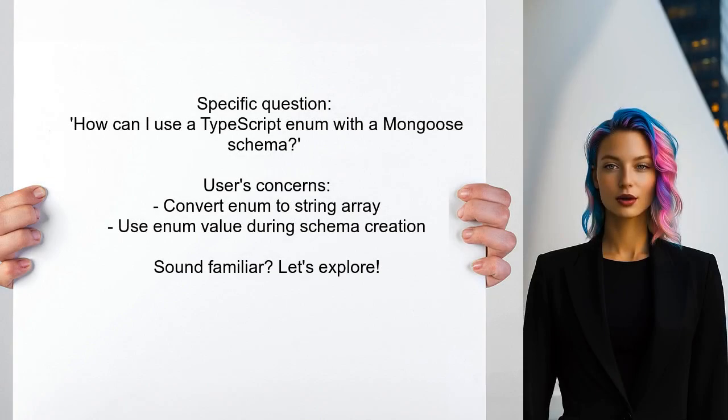Let's take a closer look at the specific question at hand. One user asked, "How can I use a TypeScript enum with a Mongoose schema?" They mentioned needing to convert the enum to a string array and wanting to use an enum value directly during schema creation. Sound familiar? Let's explore this together.